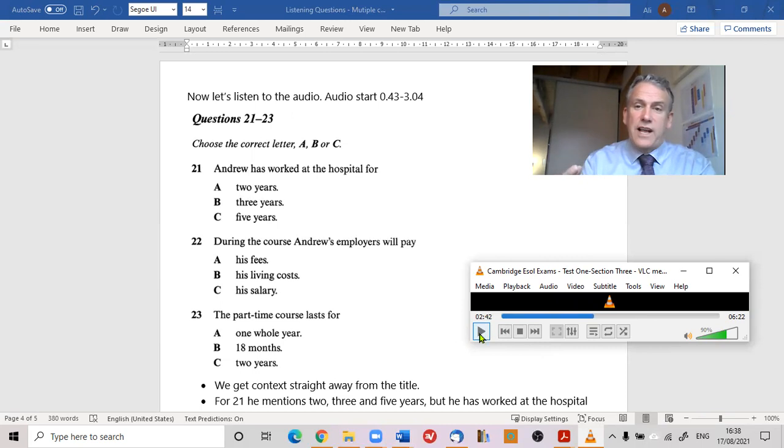And he mentions salary there, he throws salary in there, so that's another of the options mentioned within the audio, but the correct answer is they would pay for his fees, they'll pay for the costs of the course.